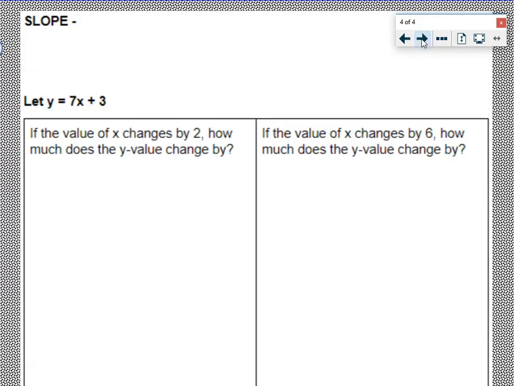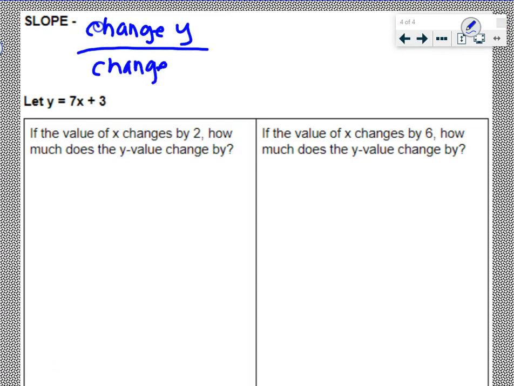Next piece, if you flip your note sheet over to the back, we have to talk about slope. Slope is super important to linear relations. Slope is your change in y over your change in x. It's your rate of change.